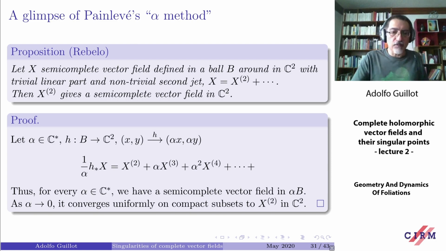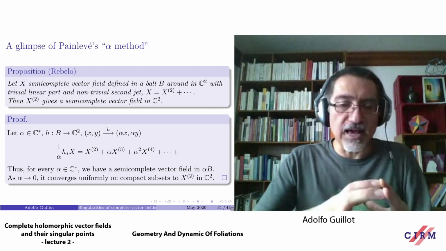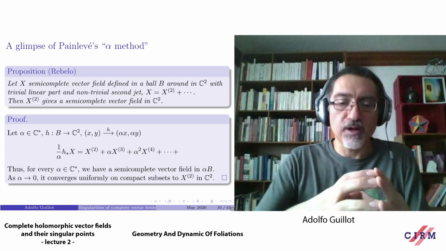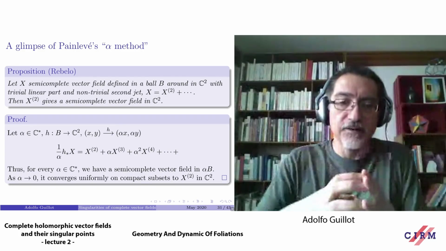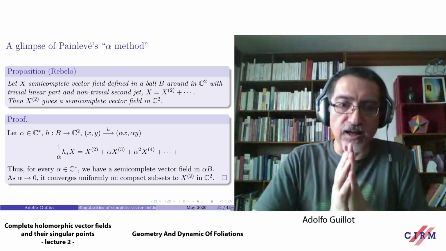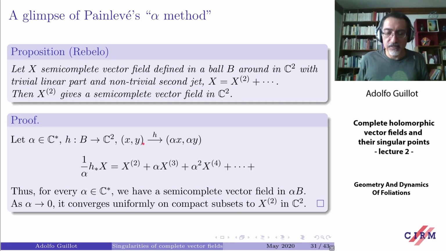So consider this homotopy that just multiplies the coordinates in C2 by alpha. It maps B to alpha times B if alpha is bigger than 1. So it is this homotopy, linear in each coordinate, that multiplies both coordinates by alpha. Okay, so let me consider the Taylor development at the origin of this vector field. I took the homotopy applied to my vector field X, and then I divided it by alpha.